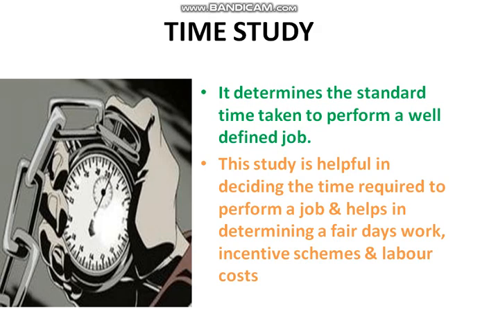Next is time study. It determines the standard time taken to perform a well-defined job. You must be aware of TAT, turnaround time. What exactly is turnaround time? An average time required to perform a particular job. In an organization, it is necessary to find out a standard time required to perform a particular job. This helps the management in determining a fair day's wage, incentive schemes, and labor cost. This is done by using a stopwatch.